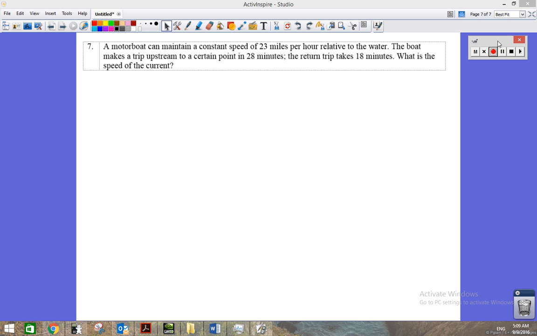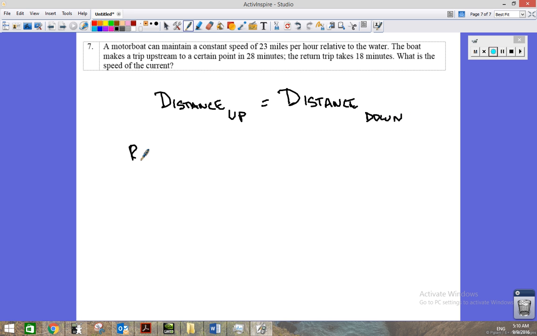Now, when it's in a river, say, that has a current, then that current's going to affect the speed of the boat relative to the shore, right? So this boat goes upstream to a certain point and then turns around and comes back. So it's a round trip situation. The distance that the boat travels upstream is the same distance that the boat travels downstream. And distance is rate times time.